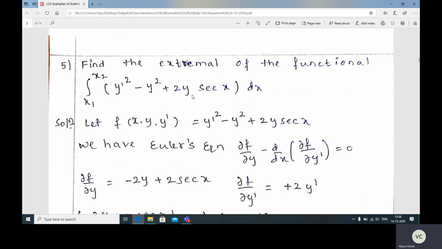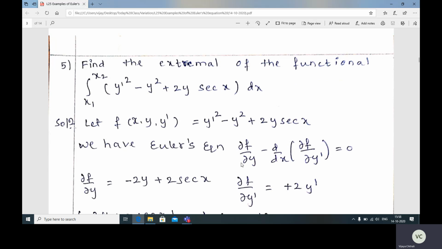Find the extremal of the functional, integration from x1 to x2, y dash raised to 2 minus y square plus 2y sec x dx. Means we need to find the extremal of this functional. So first, f of x, y, y dash, means a relation between x, y, y dash. So this is y dash raised to 2 minus y square plus 2y sec x.